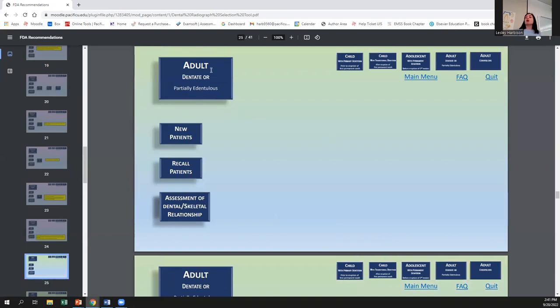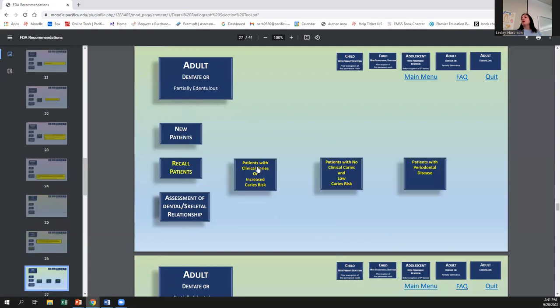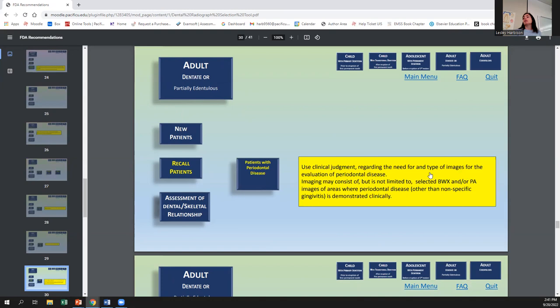So you have an adult in your chair. Are they a new patient? Are they a recall? And then there's assessment of skeletal relationships. So there's this other button. So let's say they're a recall patient. Do they have clinical caries or increased caries risk? Patient with no clinical caries and low caries risk, or a patient with periodontal disease? You know, what's their best fit? So, okay, well, my patient has periodontal disease.